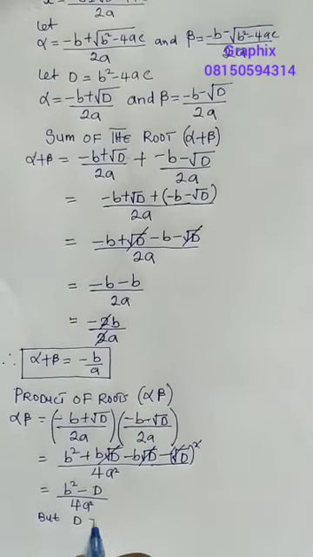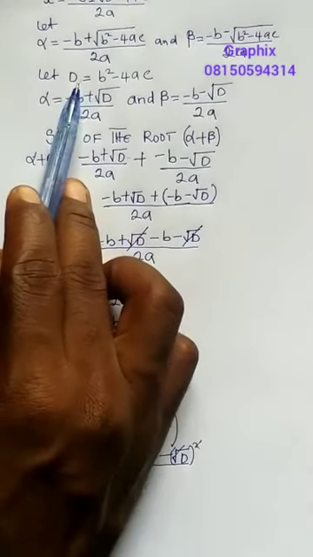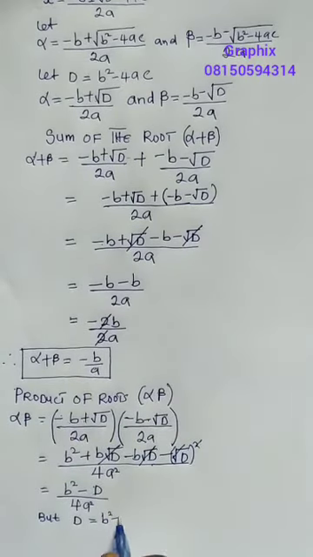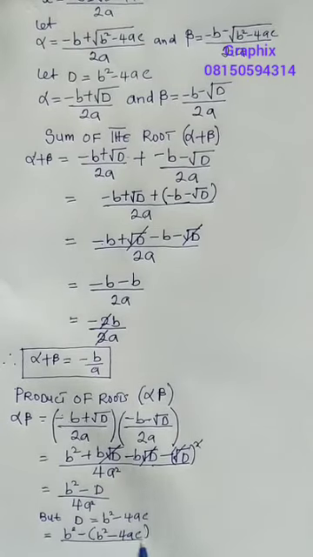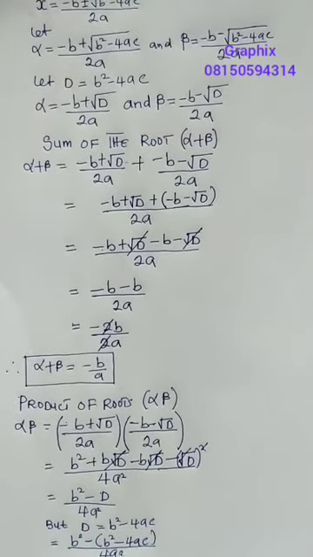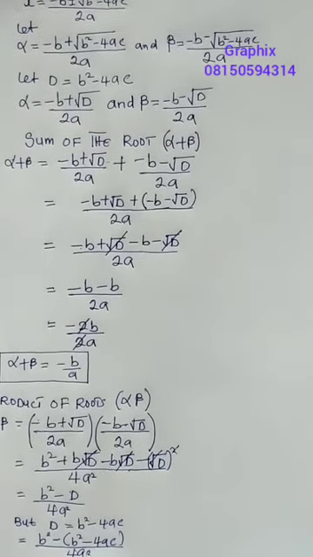But look at what our D is. D is equal to b squared minus 4ac. So you input it into this function here. This will now give me b squared minus, in brackets, b squared minus 4ac, all over 4a squared. Now after that, we'll continue from this point.